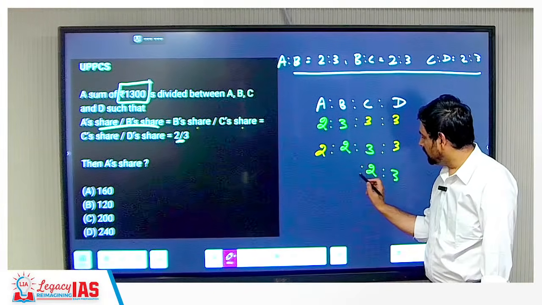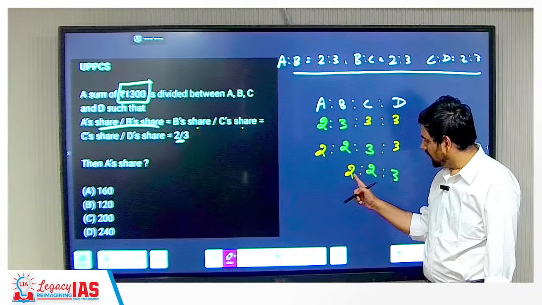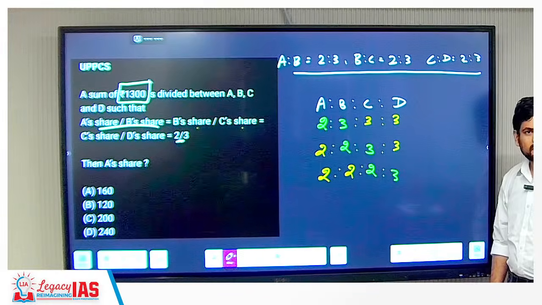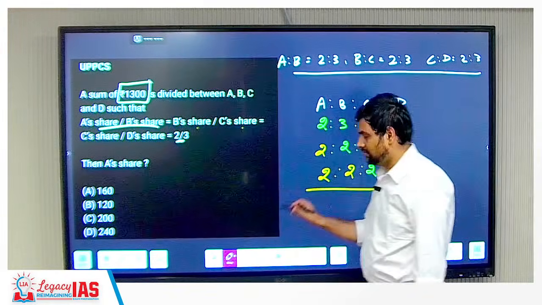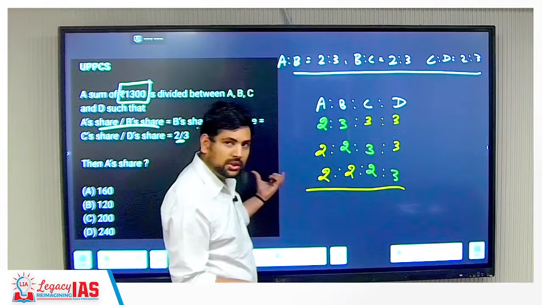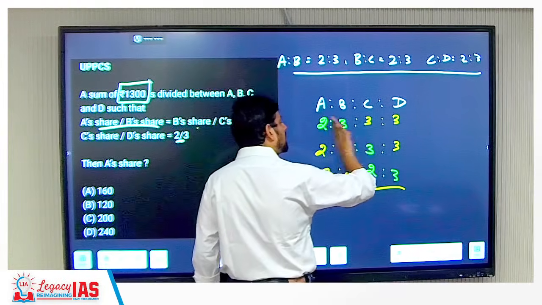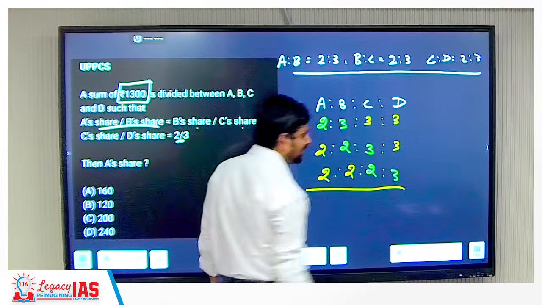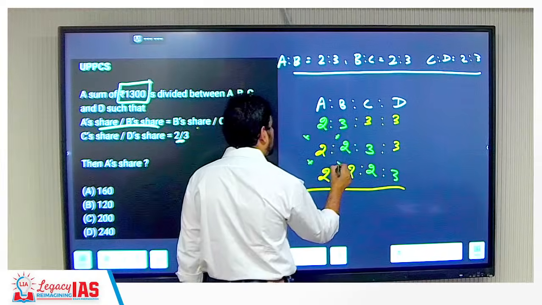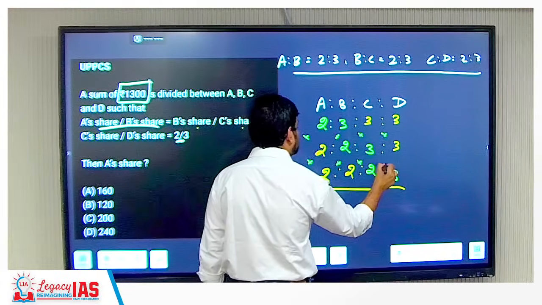Then here you have 2. So you will get 2 here again. And now it has a neighbor, so this will be 2 again. Understood? All of them on the left will be 2, 2, 2, 2. All of them on the right will be 3, 3, 3, 3. Correct? Now I can just multiply them to get the combined ratio.